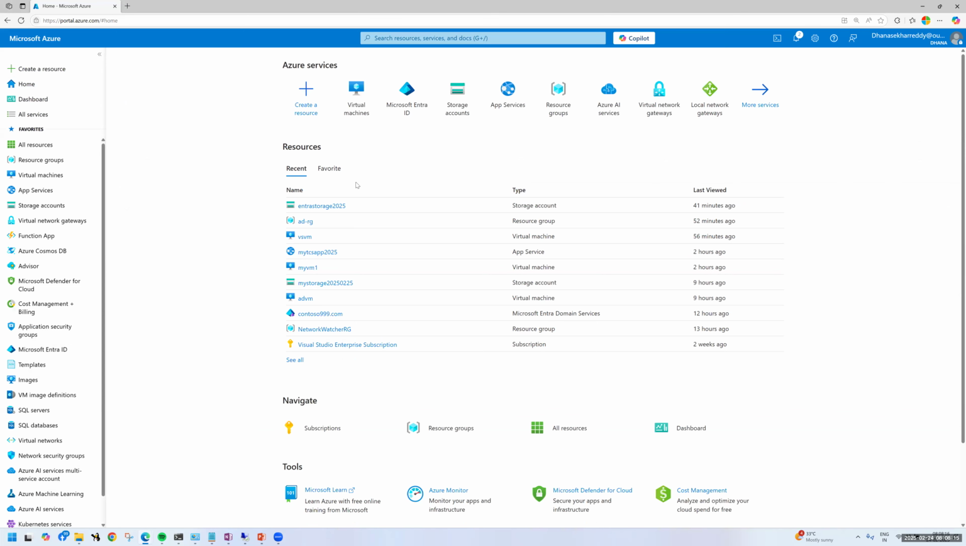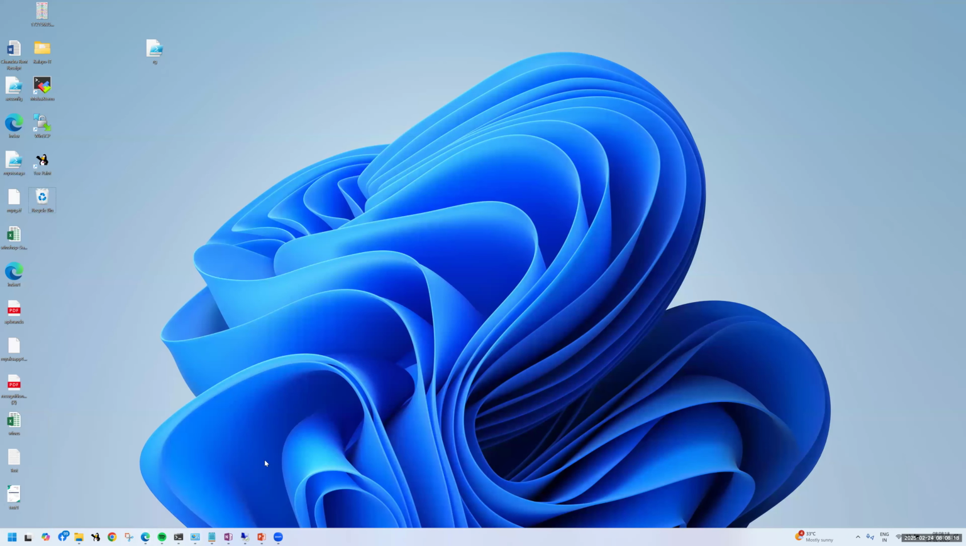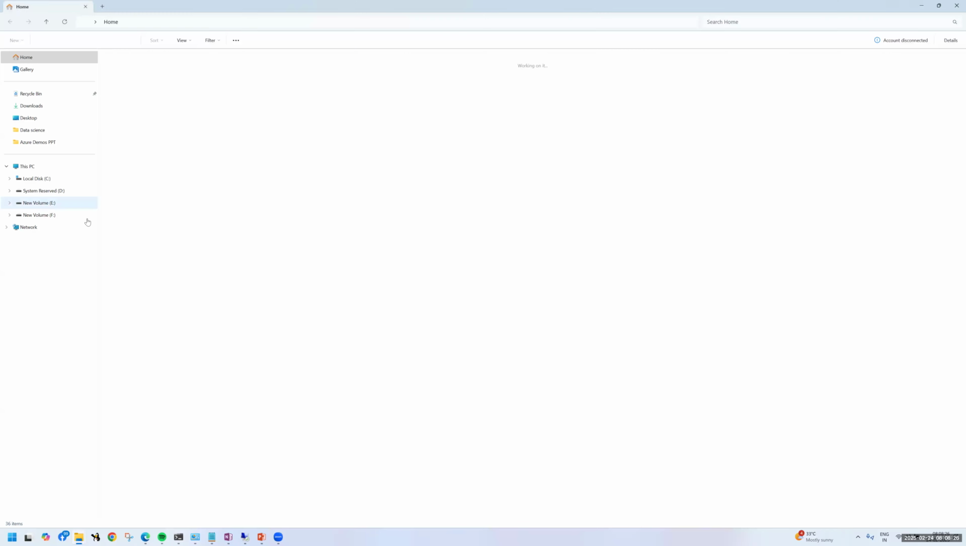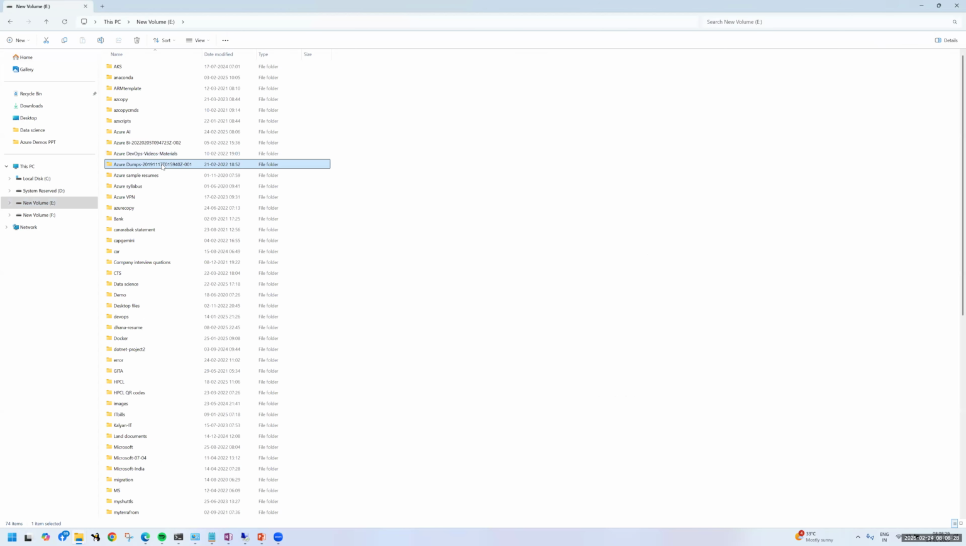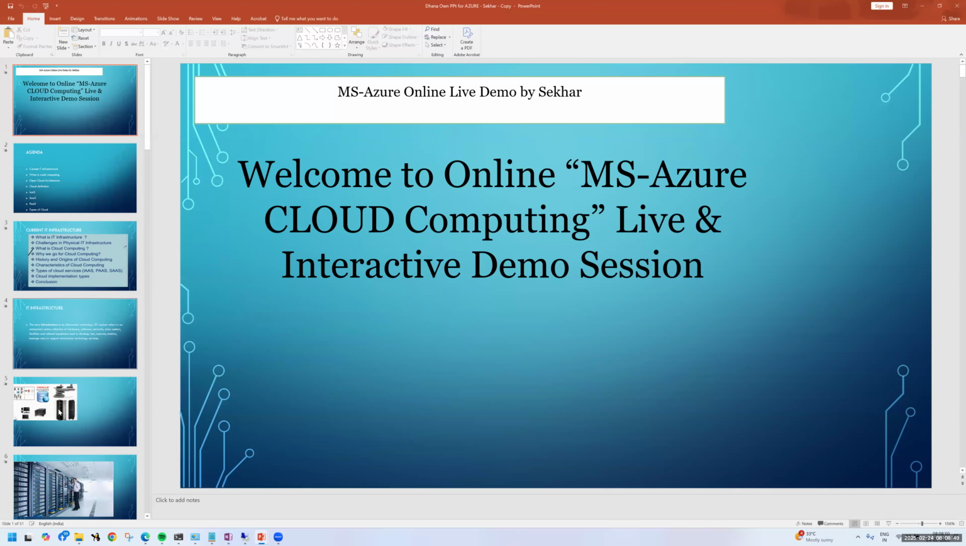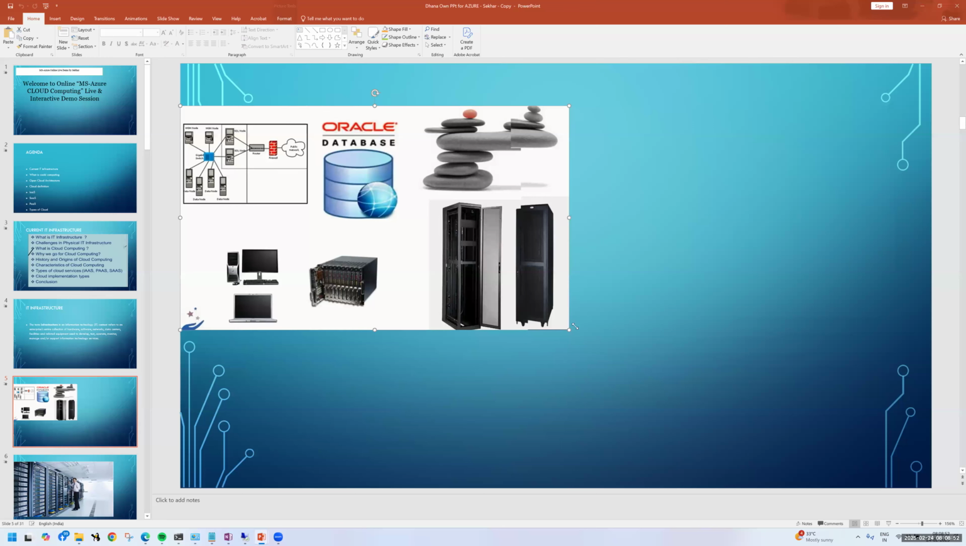Before going for Microsoft Azure, I just want to let you know something about IT infrastructure. So what is IT infrastructure? Very simple. IT infrastructure is nothing but a collection of hardware, software, switches, network, and load balancers. Clear? I am repeating, it is a collection of hardware, software, switches, network, and load balancers, called IT infrastructure.